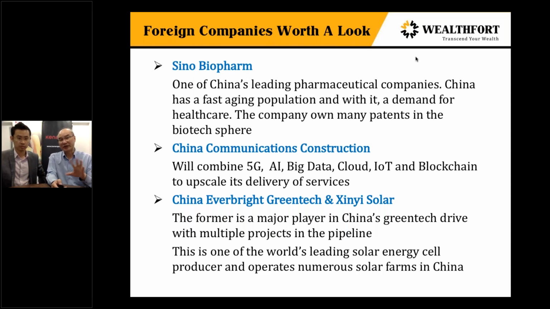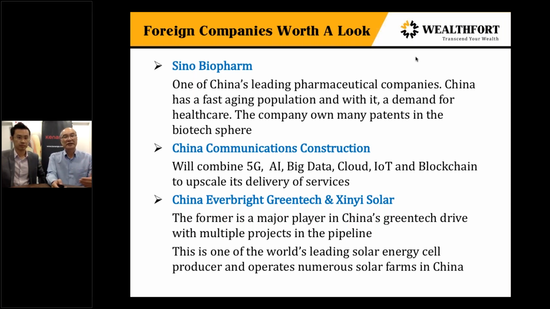Now China Everbright Green Tech is a bit of a risky player because their operating cash flow has always been negative. Why is it always negative? China Everbright Green Tech has a lot of contracts with governments. In fact, they have 100-plus projects in the green energy sector. So a lot of it is built first, then operated later. That's why China Everbright consistently has negative operating cash flow: they have to spend money first, and when the project is done, then they start earning.